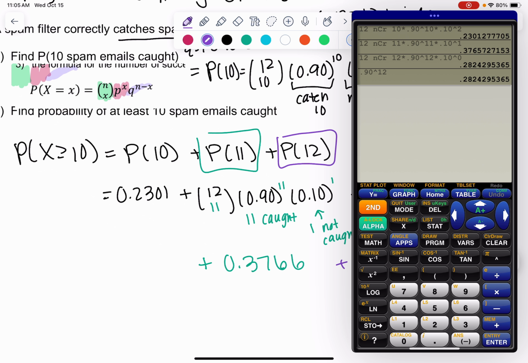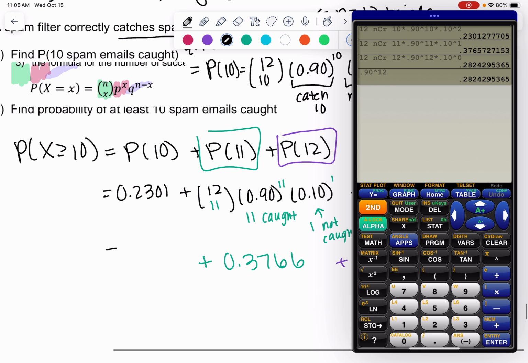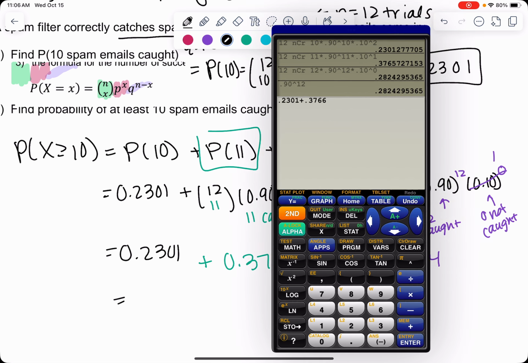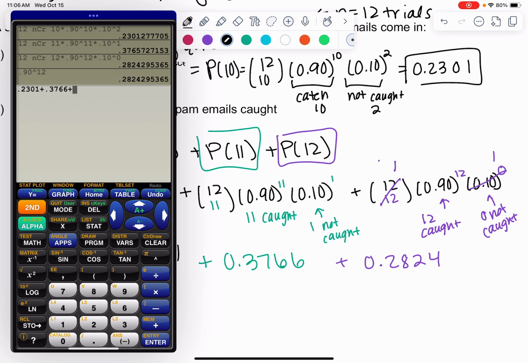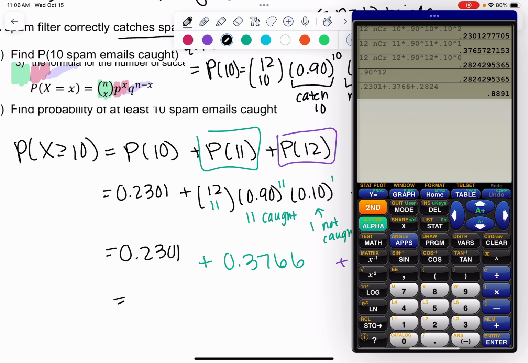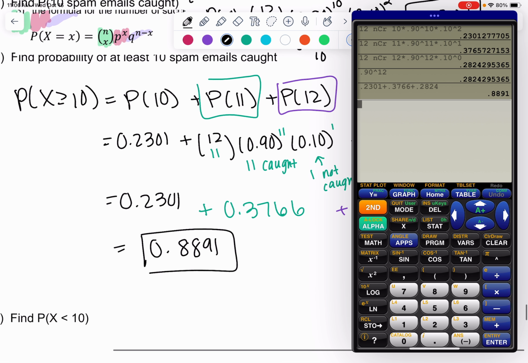And so let's go ahead and add everything together to find at least 10. So it'll be 0.2301, because don't forget we had to include 10 also, which we did above. 0.3766, and then we have 0.2824 from the last one. So the chance of it catching at least 10 emails would be 0.8891. Pretty good, and that's because it's a 90% chance, so it's catching most of them.